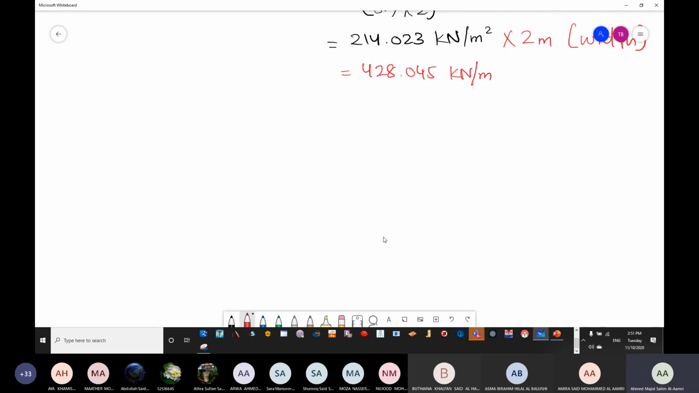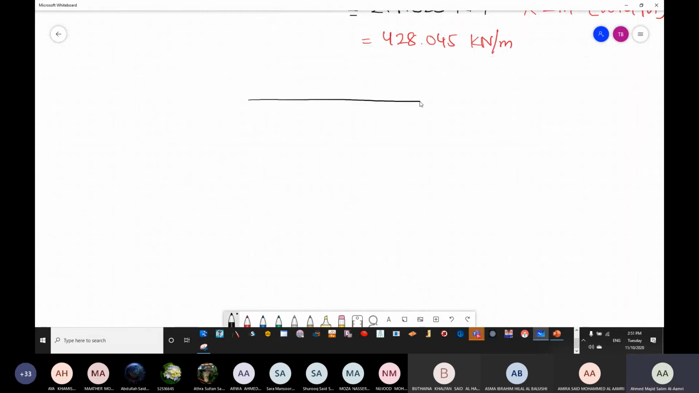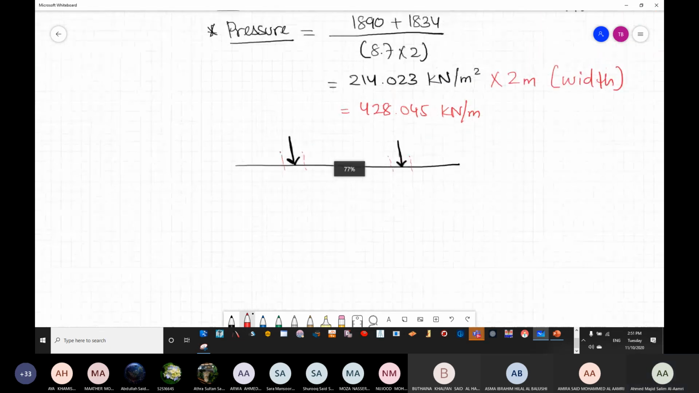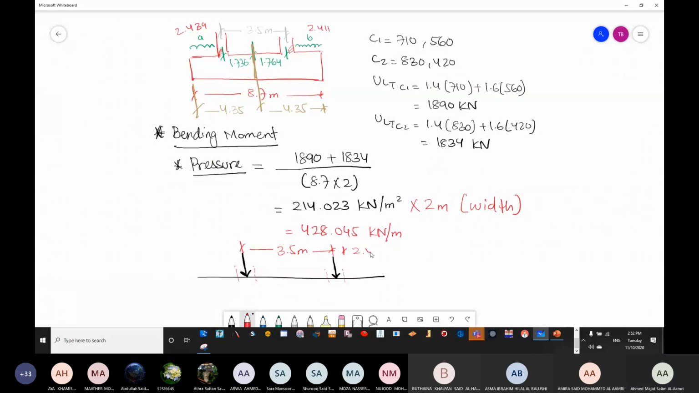Now, what we have concluded is that the combined foundation is having two loads. These, the red, are the borders of the column. And we know that the distance between these two columns is 3.5. We know this distance from here is 2.5, and the distance from here we have got to be 2.439.